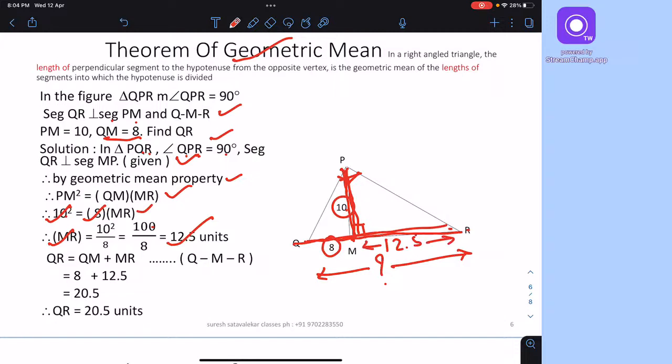You are asked QR. So QR is equal to QM plus MR, because Q-M-R, M is between Q and R. QM is given as 8 and MR is found out to be 12.5. So 8 plus 12.5 is 20.5 units.